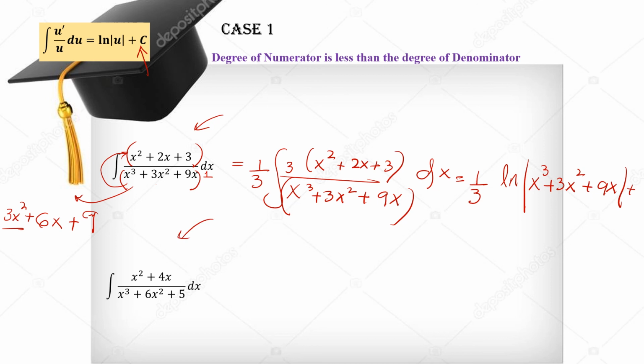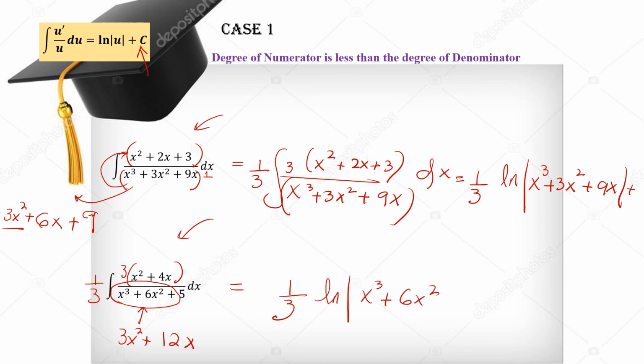Now last question, if I look at the denominator, the derivative is 3x squared plus 12x, and I can say that 3 is not written. Outside I will write 1 over 3. Now everything is inside, so I will write 1 over 3, apply the logarithmic rule, that means ln of the denominator, which is x cubed plus 6x squared plus 5 and then plus c as it is.